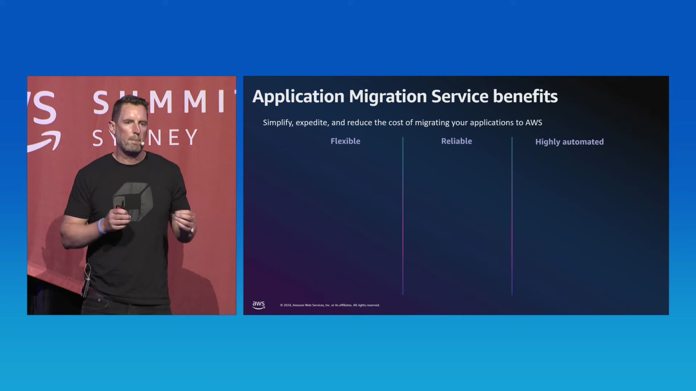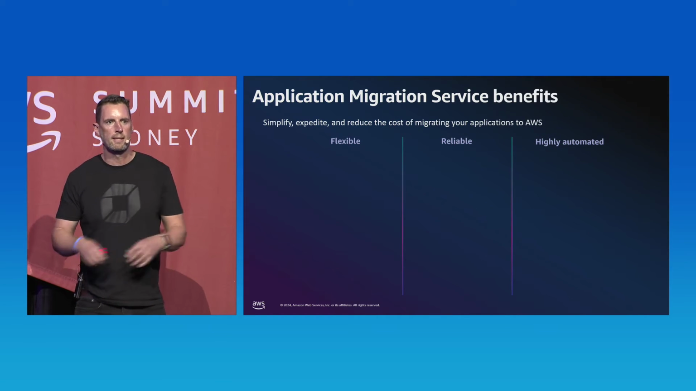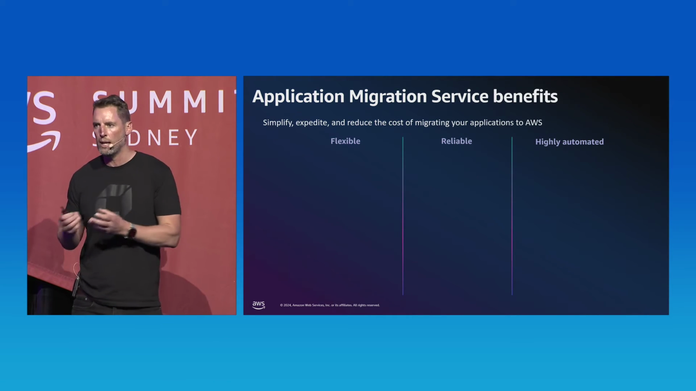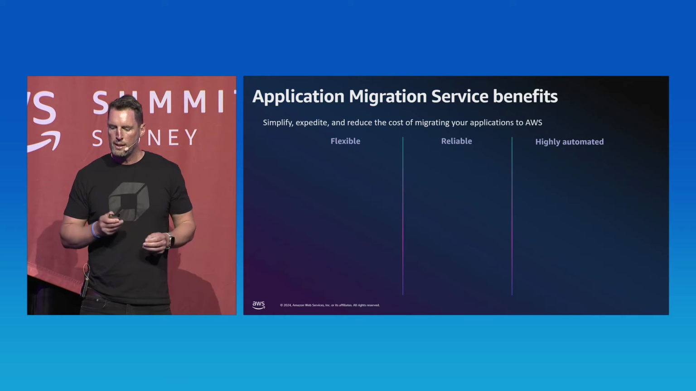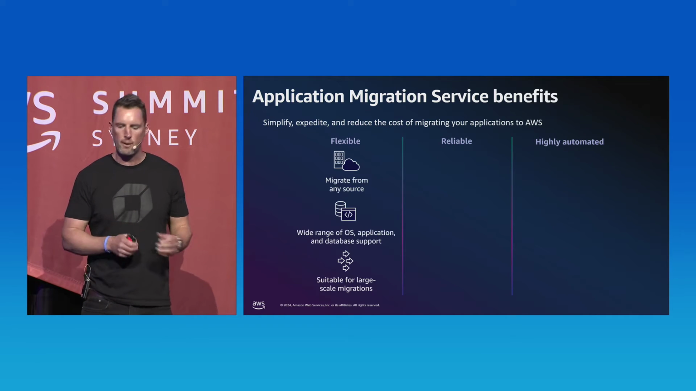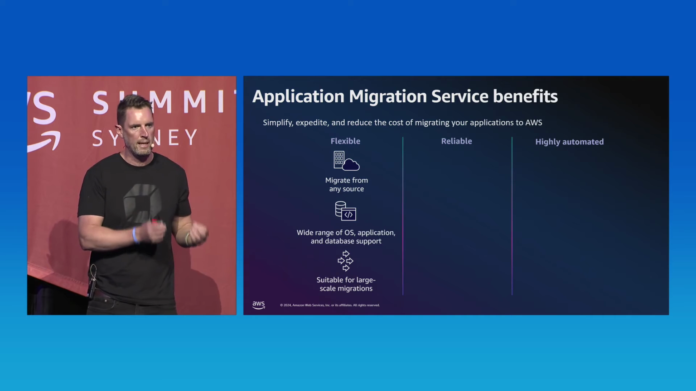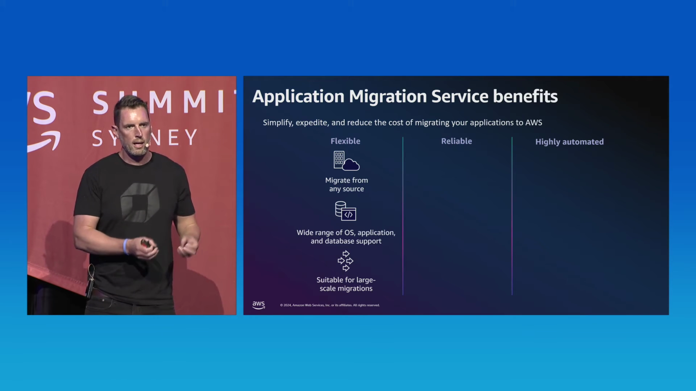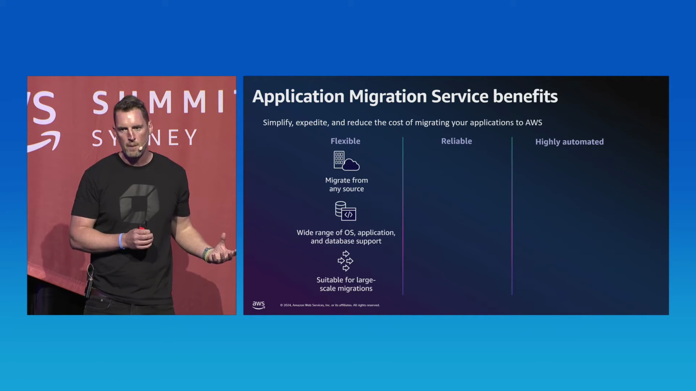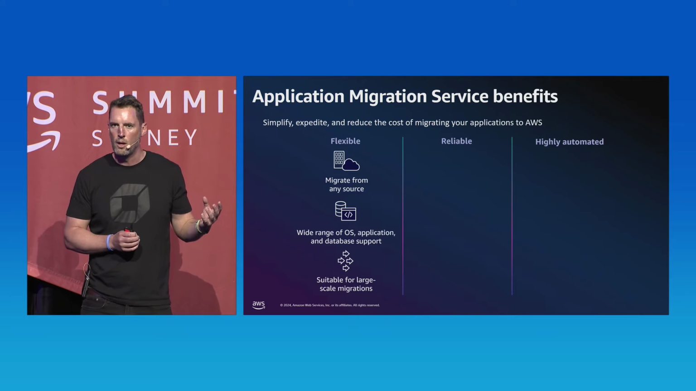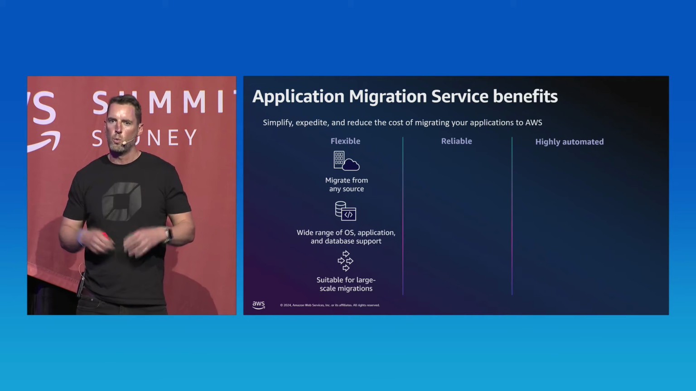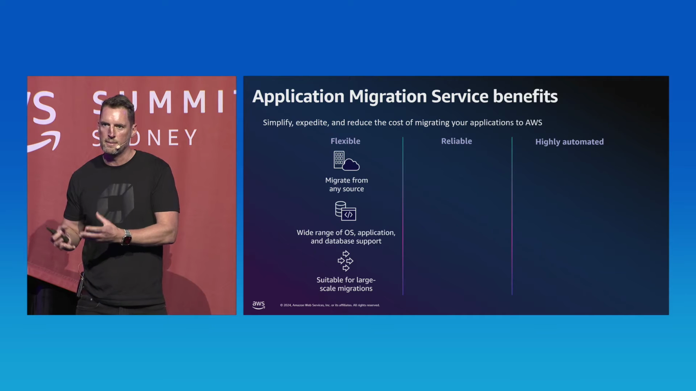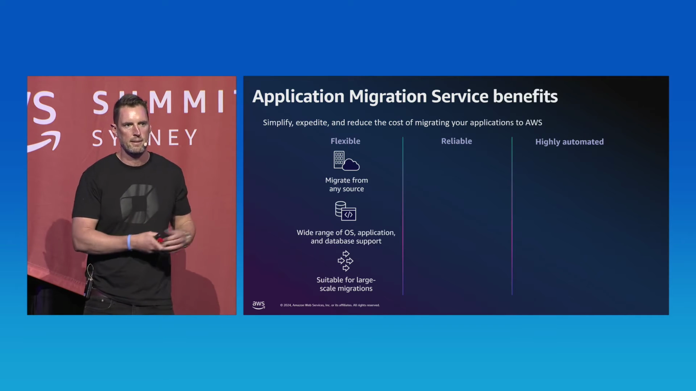And AWS's application migration service can simplify, expedite, and take away a lot of that complexity when it comes to migration. With the application migration service, we have the flexibility to migrate from any source, whether it's our traditional on-premise data center, another cloud provider, or even between AWS regions. It has support for a wide variety of operating systems, applications, and databases.